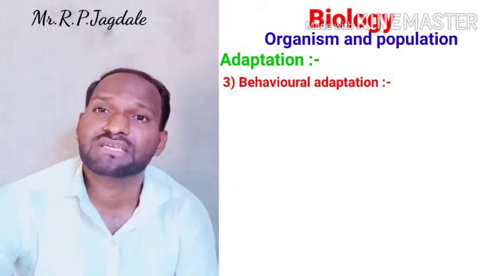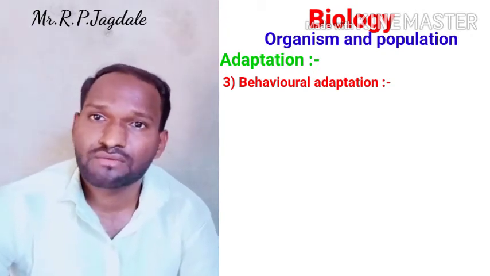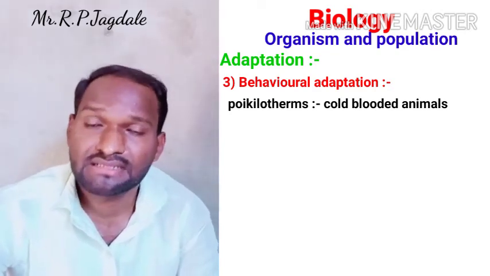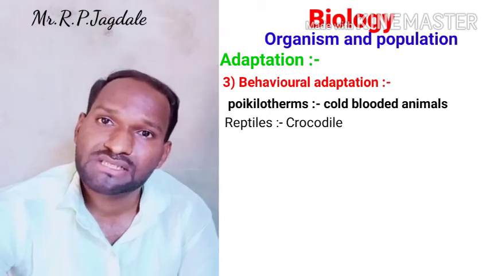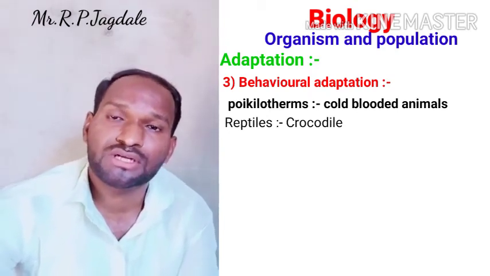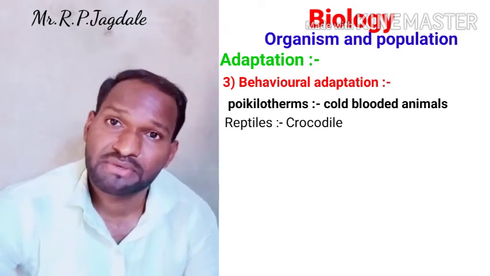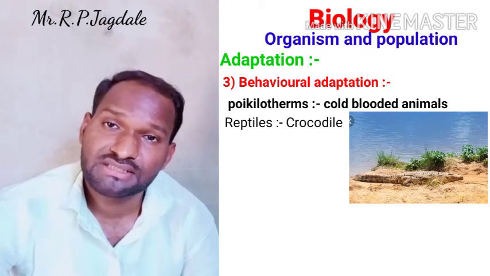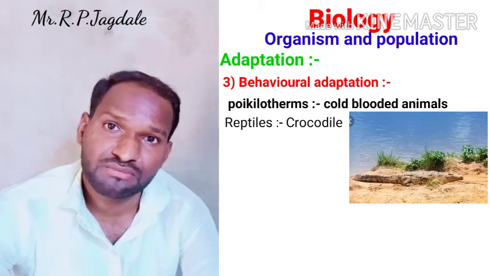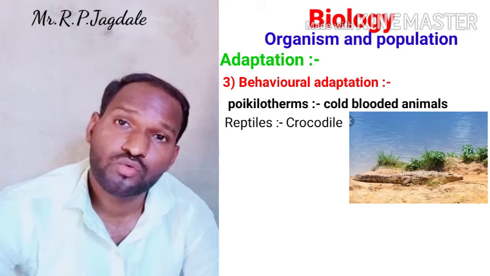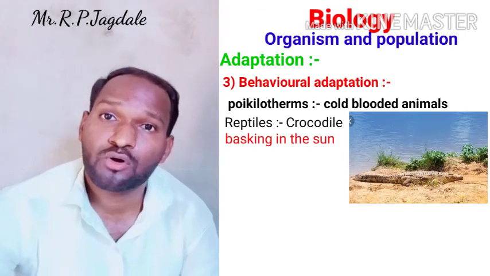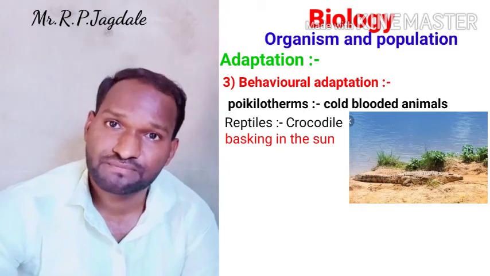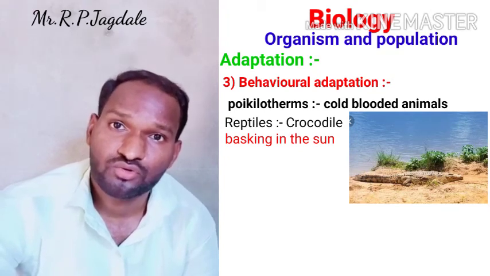And coming to the last part, that is nothing but the behavioral adaptations. We will take one example of the poikilotherms. Poikilotherms means generally the cold-blooded animals. We will take the examples of some reptiles. Cold-blooded animals change their body temperature according to the outer temperature. If in some time their body temperature is much more reduced from their natural temperature, then they are going to take basking. For example, the crocodile: when its body temperature is much lower, it comes out from the water and basks in the sun until its body temperature is maintained relative to the external environment.